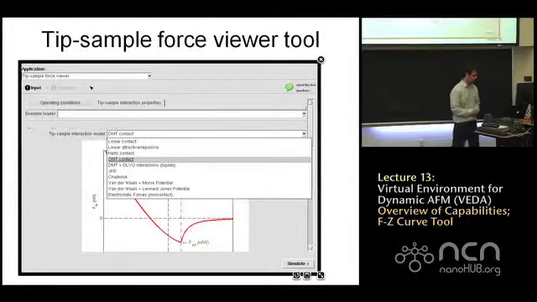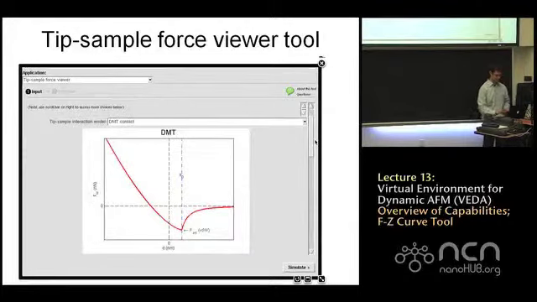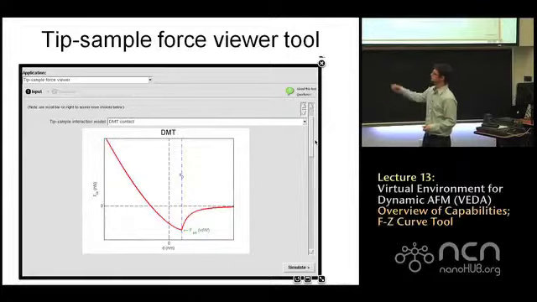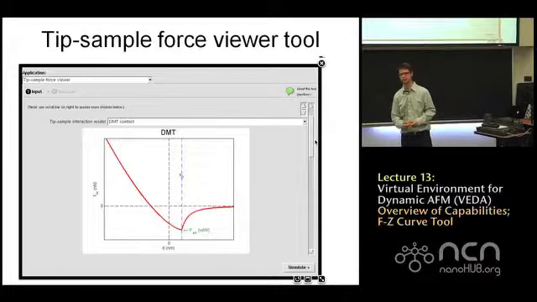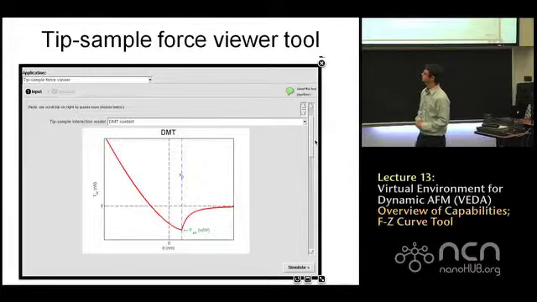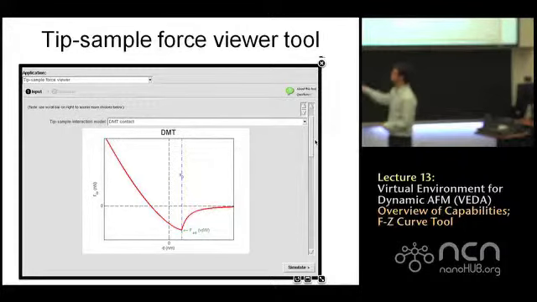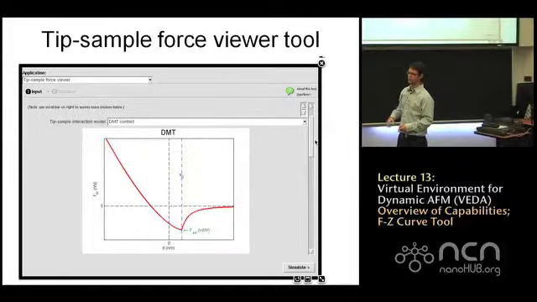Okay. And doing that, the first thing that comes up is this picture. So for each interaction model, there's a simple schematic which shows qualitatively what the interaction model looks like. The DMT contact model involves an attractive regime, which is given by a negative interaction force and modeled by van der Waals attractive forces between the tip and the sample.